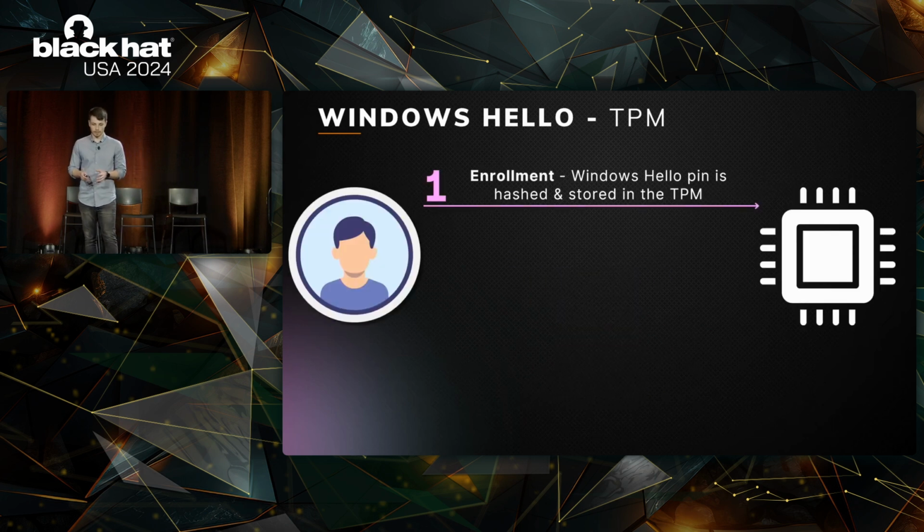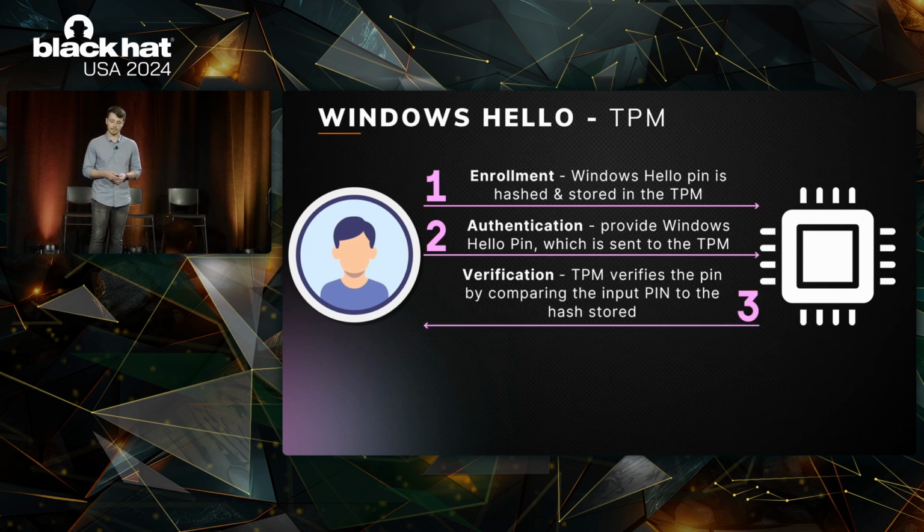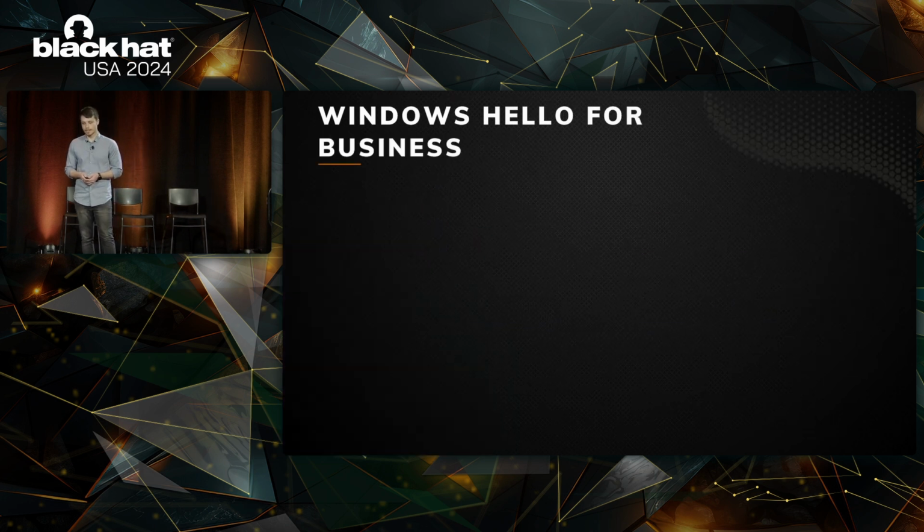So this is just a bit of an overview so we can understand how it works, because it's a bit needed. So first of all, to use Windows Hello, you need to enroll to Windows Hello. So you create a PIN code, for example, which is hashed, and then there's a lot of magic that's done to it, but it gets stored in the TPM. Now, when you want to authenticate to your Windows device, you provide the Windows Hello PIN, and that is sent to the TPM. Now, the TPM performs the verification and compares it, and if all matches, then you get access to your device. Now, Windows Hello for Business is kind of the extension for it.